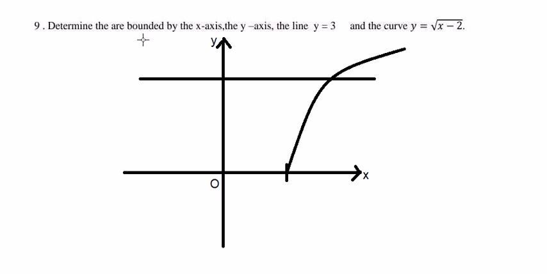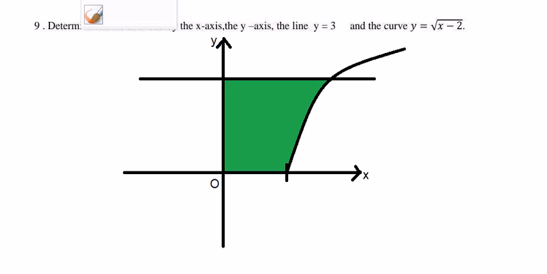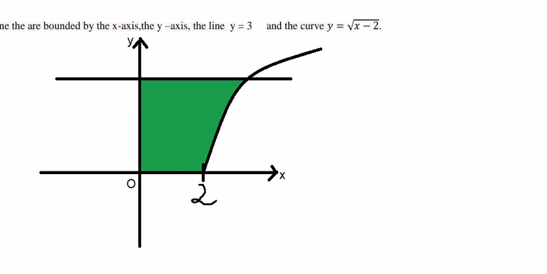And now we have the area bounded by the x-axis, this is x, and the y-axis, this is y, and the area we need to find should be in this one. So we know that we have number 2 in here, and now we can create the integral. We have the integral from 0 to 2 of 3 dx.